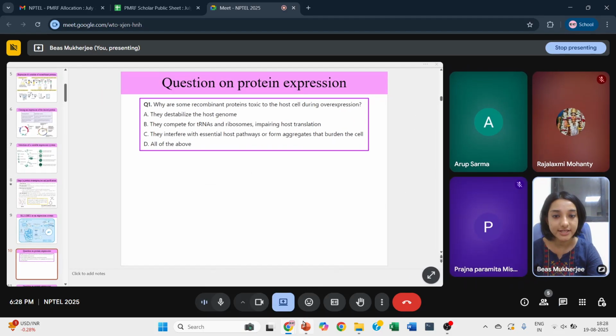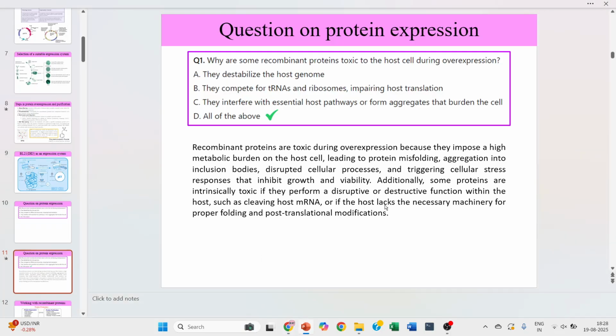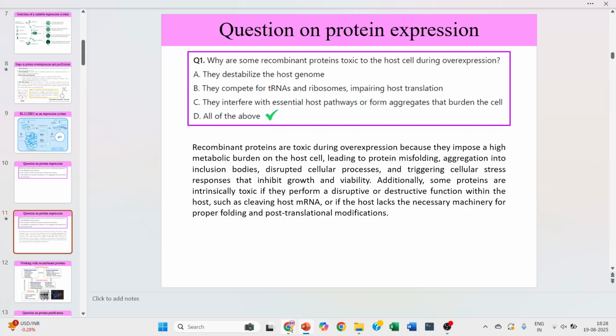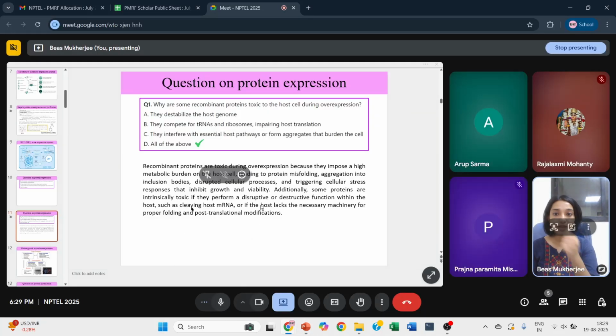Okay, we'll look at the answer then. So the right answer is D. So recombinant proteins are toxic during overexpression because they impose a high metabolic burden on the host cell, leading to protein misfolding, aggregation into inclusion bodies, disrupted cellular processes, and triggering cellular stress response that inhibit growth and viability.